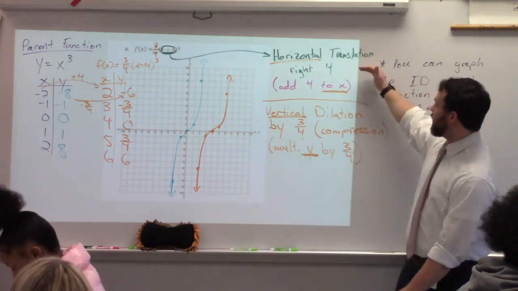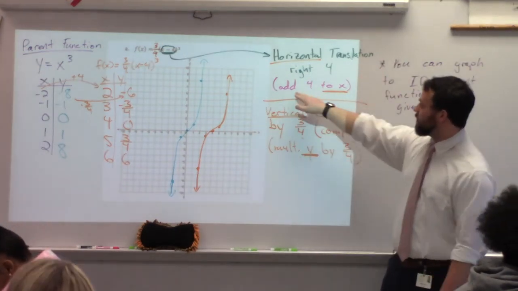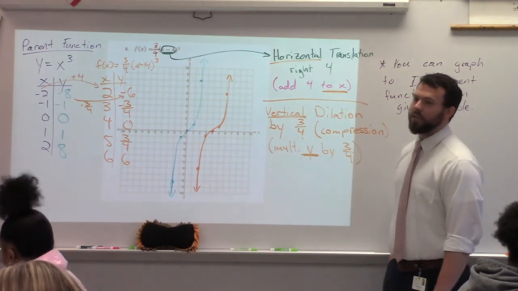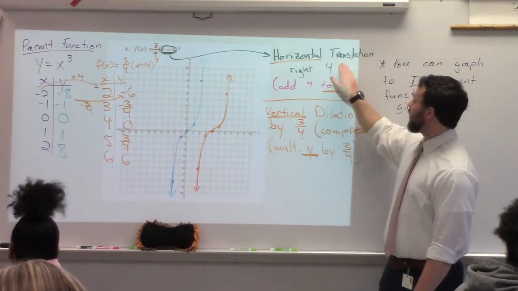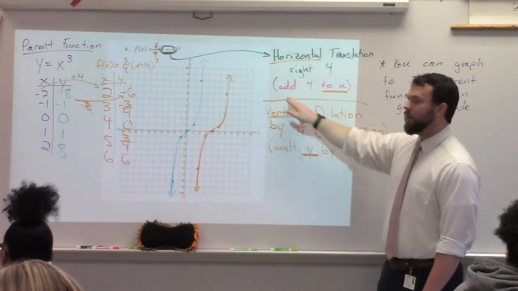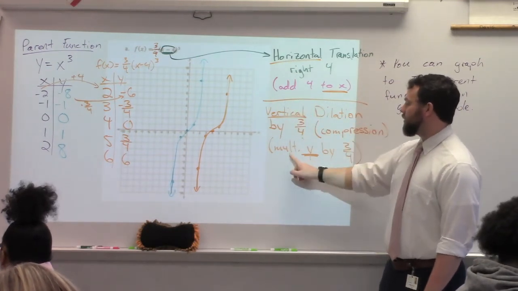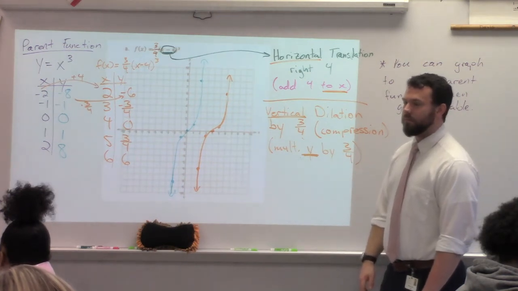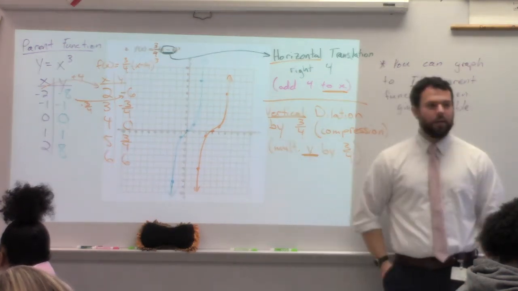But I would identify these transformations and then determine what I'm going to do based on the transformations. Because I know that a translation is adding or subtracting, and I know a dilation is multiplying. Right. So, what are your questions before I continue?